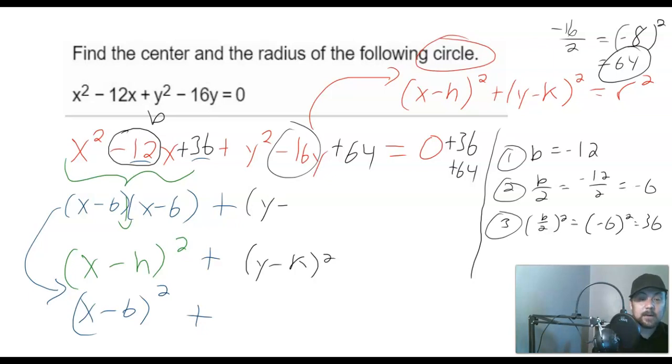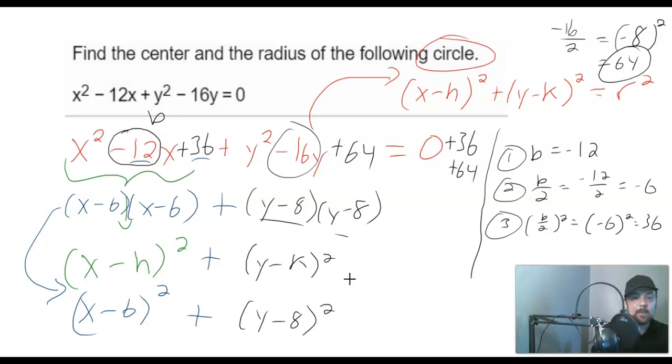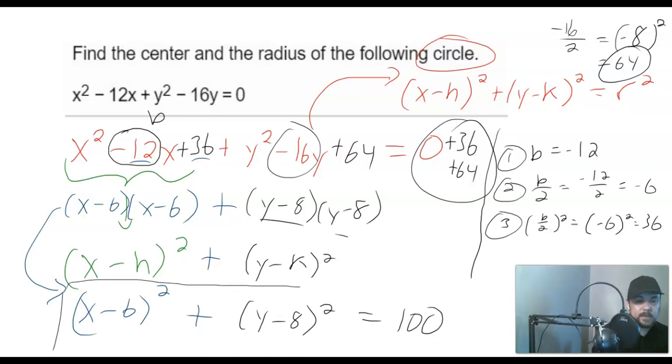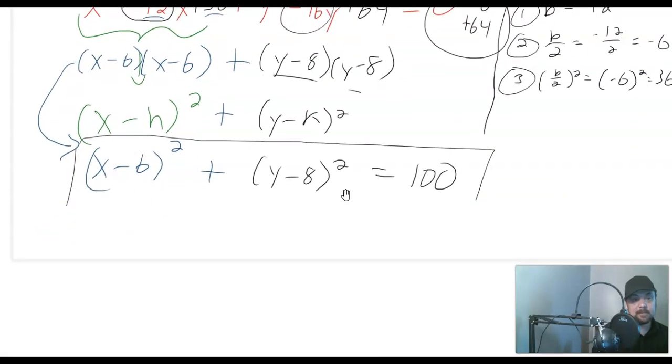How is this going to factor? It factors as y minus 8 times y minus 8, which gives me y minus 8 squared. Since it's the same factor twice, I can write it as that factor to the second power. And then the right-hand side, when I add up all these numbers, I get 100. Right? So this is the first step. Maybe not the first step, but this is where you need to get in order to answer the question.